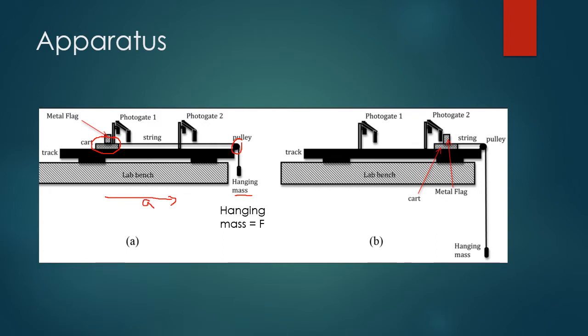When we let go of the cart, it's first going to go through this first photo gate, starting the timer, and then it'll go through a second photo gate, which will stop the timer. So we'll be able to see how long it takes the cart to go a specific distance between the two photo gates. We can use the distance to calculate the acceleration, which we'll see on the next slide.